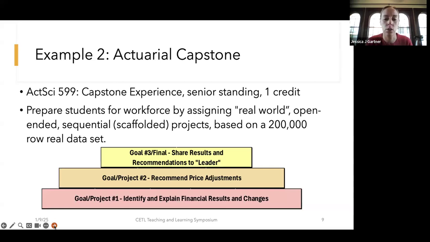And then the third goal is to share their results and their recommendations to their leader. I have leader in quotes, or boss. That would just be me. Sometimes I do get professional actuaries to come in. They can present their findings to them as well. In the real world, as an actuary, you're not really giving presentations to a large audience. You're not really giving a traditional stand in front of a big audience and explain your work. More realistically, you're going to be sitting in a small meeting room and sharing your work one on one, or maybe sharing it with one or two other people.